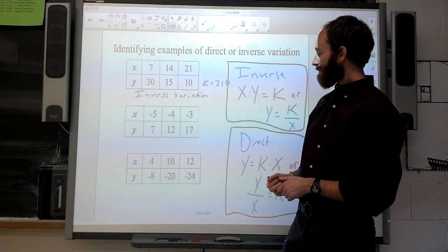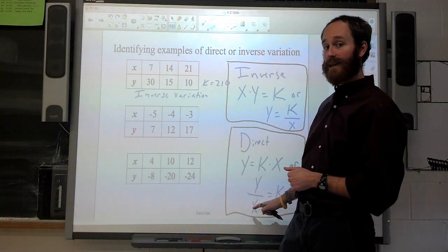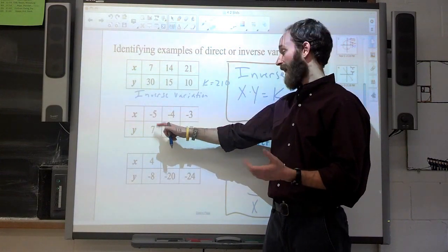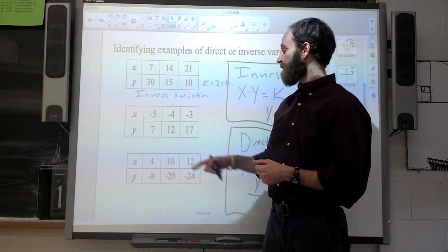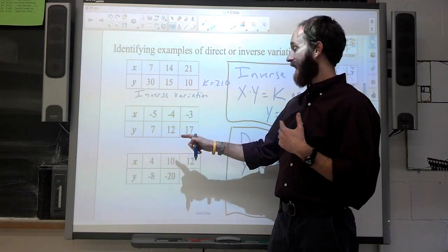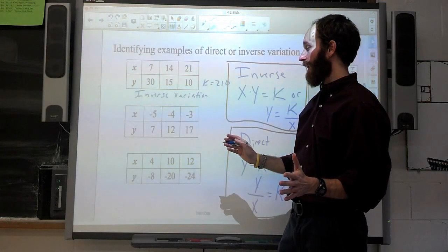Next example. Same thing, same order. I'm going to check to see if y over x is the same thing, for 7 over negative 5. That gives me a fraction. Can't reduce that. 12 over negative 4, negative 3. Right there I'm going to stop because I know that negative 3 is not equal to 7 over negative 5. So I'm done with that.